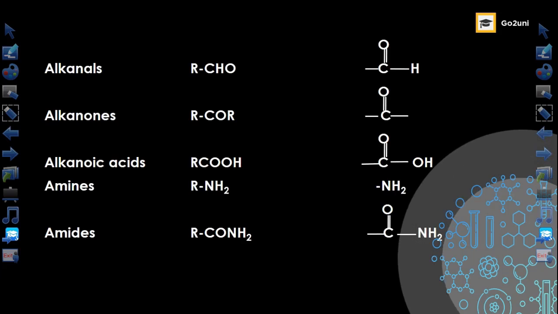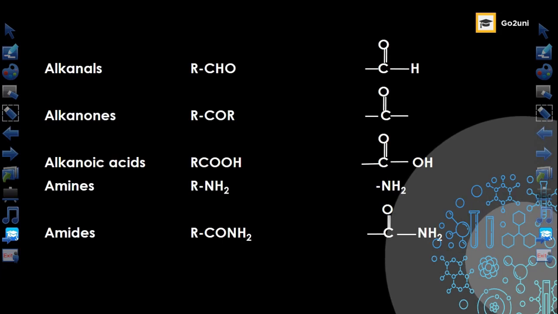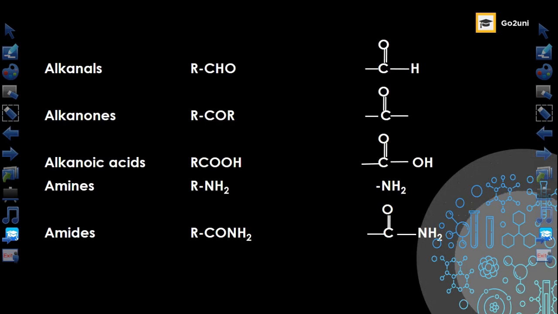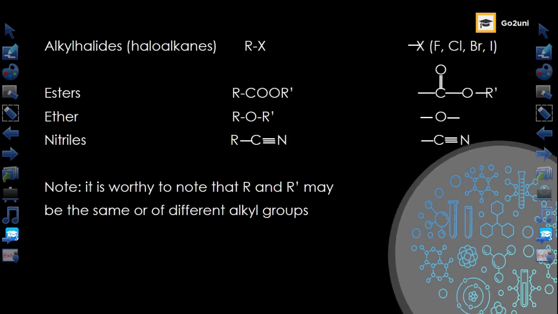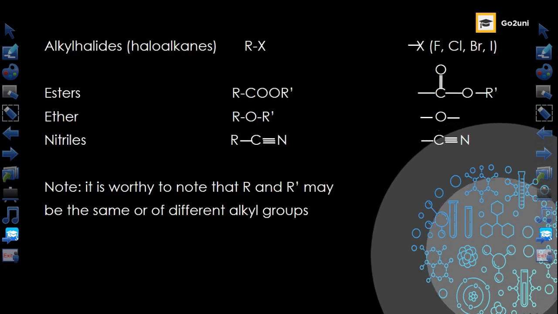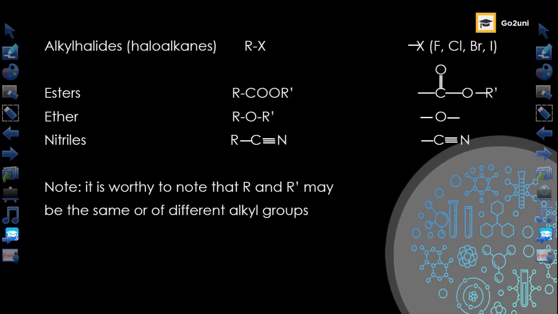We have alkanals. The functional group of alkanals is, as we can see displayed on the screen, C double bond H. Alkanones is C double bond O. Alkanoic acids, which we have talked about, is C double bond O OH. Amines is NH2. Amides is C double bond O NH2. That is the functional group of all these. We have alkyl halides, esters, which we've just seen, ethers, and nitriles. So these are all functional groups.